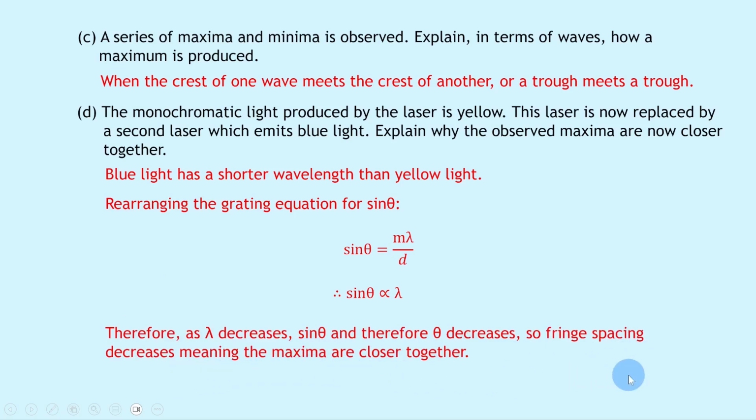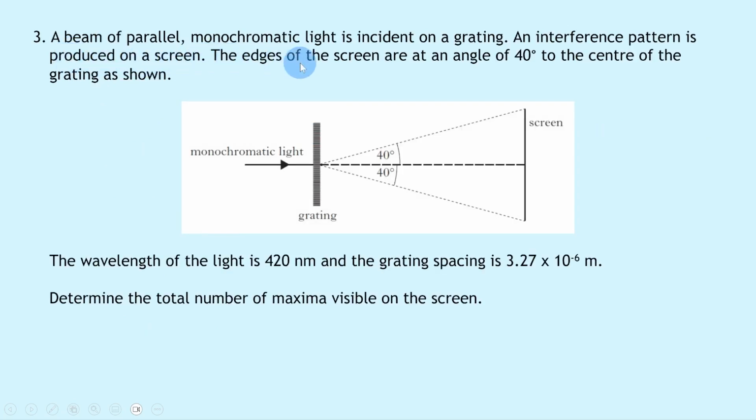Question 3 says a beam of parallel monochromatic light is incident on a grating. An interference pattern is produced on a screen. The edges of the screen are at an angle of 40 degrees to the centre of the grating as shown. So our monochromatic light is incident on the grating, and then we've got two angles of 40 degrees labelled here and our screen at the side. And it says the wavelength of the light is 420 nanometers and the grating spacing is 3.27 times 10 to the minus 6 meters. Determine the total number of maxima visible on the screen.